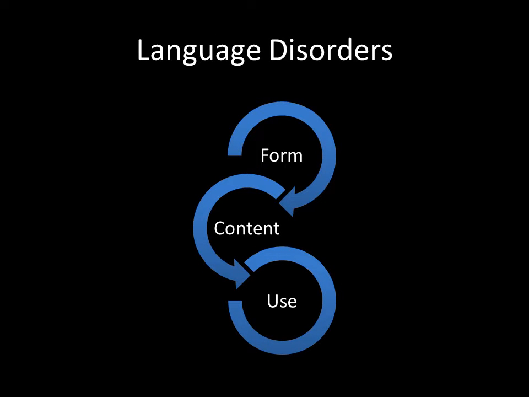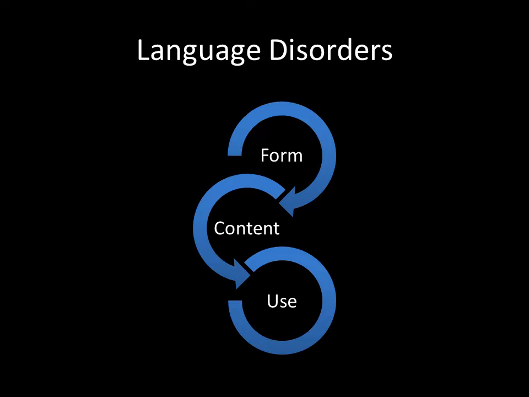As previously discussed, language is divided into 3 areas: form, content, and use. Thus, language disorders or language impairments are going to be categorized by these 3 areas. If a child has a breakdown in language, it's going to happen in form, content, or use, or in all of the areas.